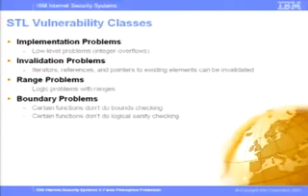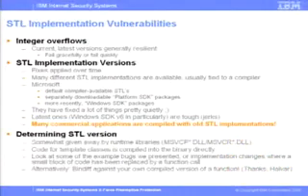So there's four vulnerability classes that we wanted to isolate, and these aren't groundbreaking by any means, but these are the kinds of things that, as we're auditing C++ code, we need to keep an eye out for. The first one is implementation problems in the STLs themselves. The second is problems with invalidation. The third is logic problems with ranges, and the fourth is simple problems with boundary checking. So we'll start with the first one.